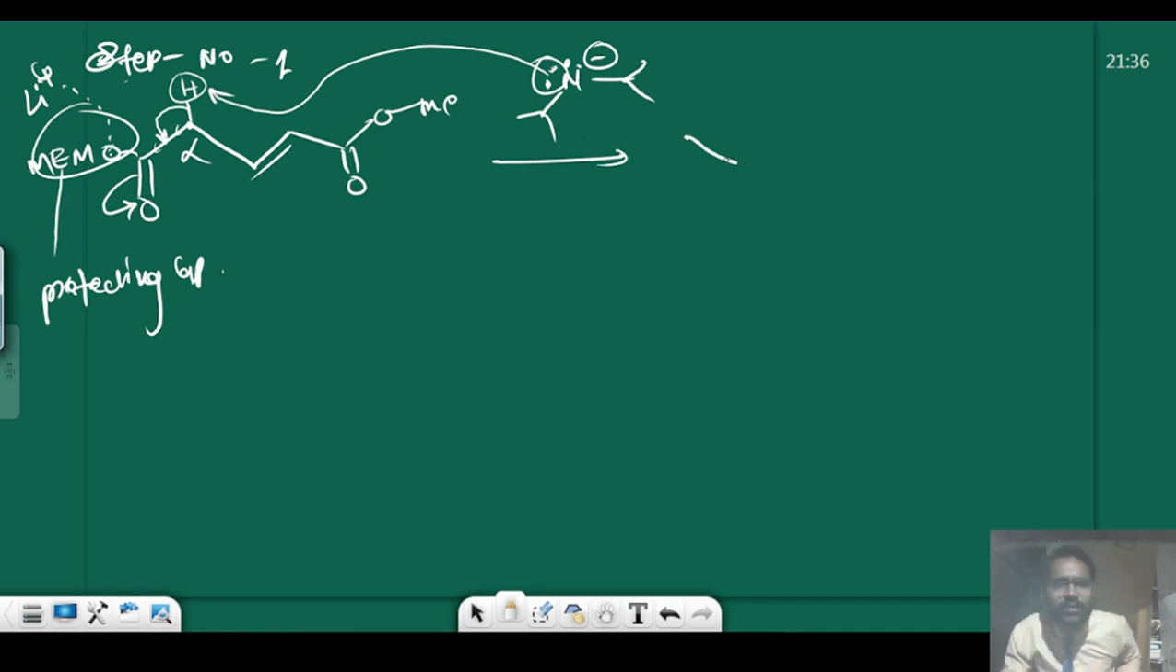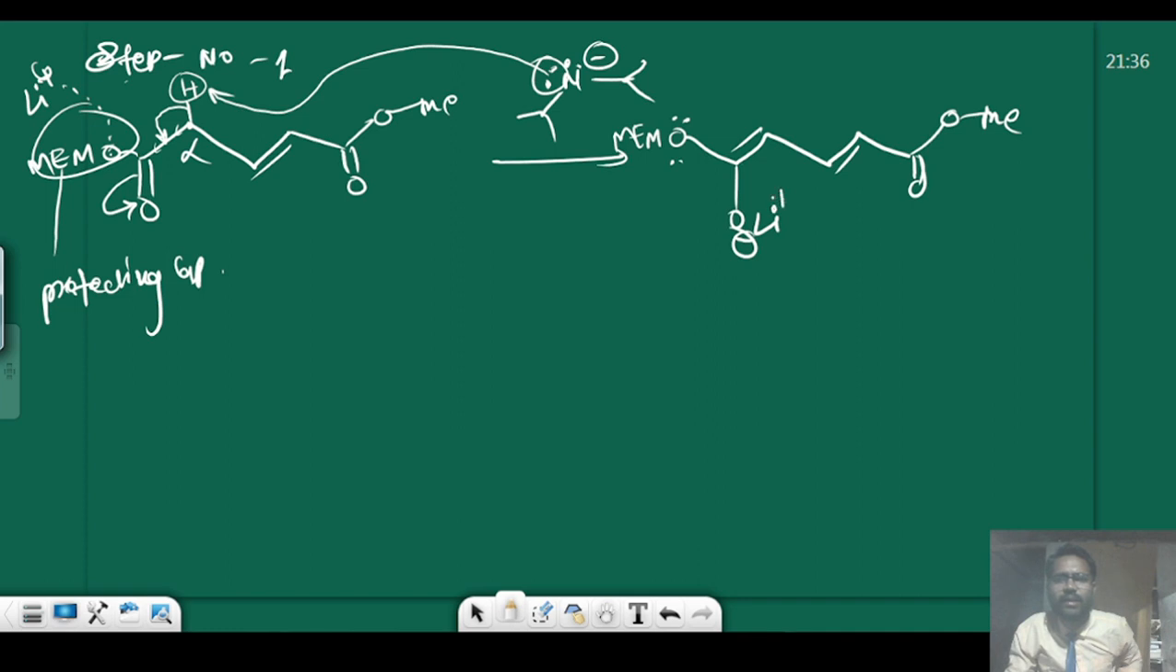So I will generate one anion system. This is C double bond O-OMe, this is the S star, and here the enolate is formed like this: O minus, O-MEM. Lithium will automatically come over here and coordinate to this negative charge. So this is the enolate.